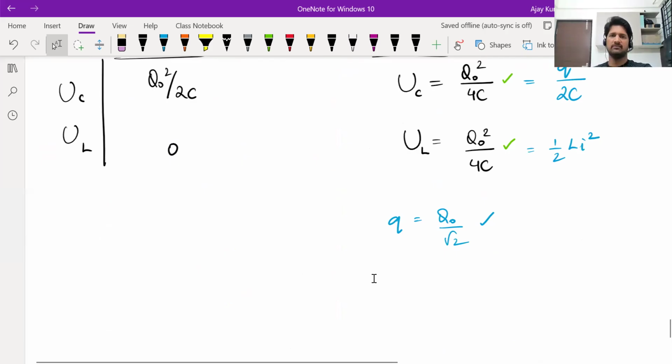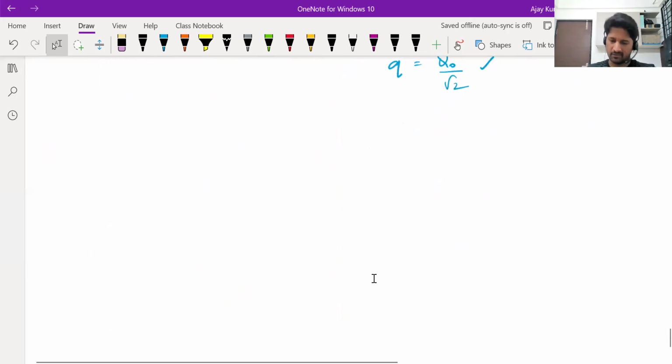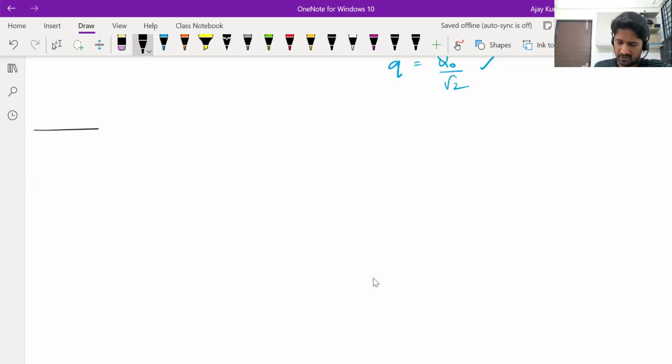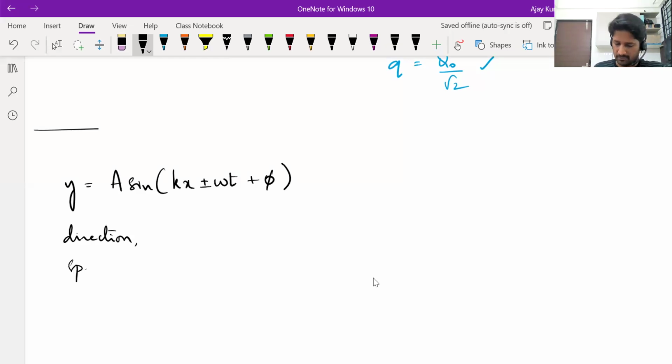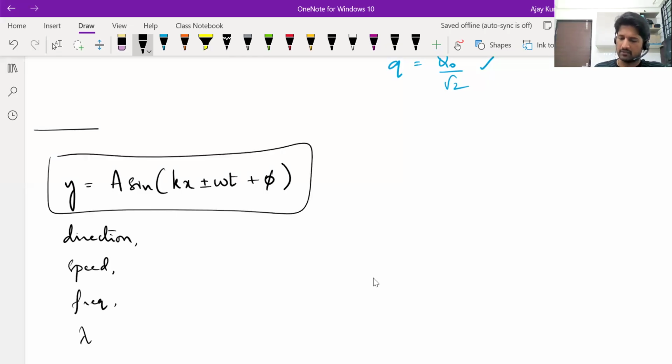To understand the EM waves chapter properly, you need to know the general wave equation. Okay. General wave equation goes like this. In 11th class waves chapter, you would have studied y is equal to a sine (kx plus or minus omega t plus phi). So if you are given a wave equation like this, you should be able to tell which way the wave is traveling, so direction. You should be able to tell speed of the wave, frequency of the wave, wavelength of the wave from a general wave equation. Just revise that part.